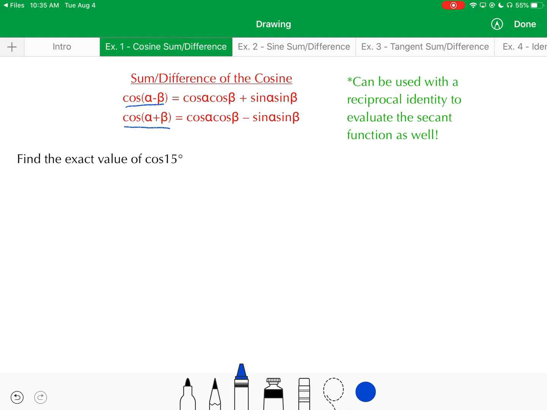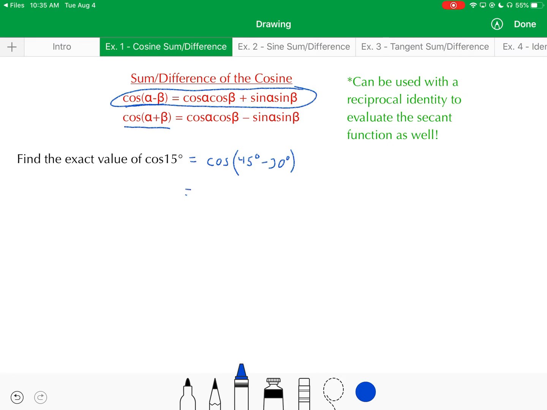So let's use one of these formulas to find the exact value of cosine of 15 degrees. Now there's multiple ways you can do this. You basically need to think of 15 degrees as either the sum or difference of two angles that you can evaluate for in an exact form. So I think the easiest would be to think of this as the cosine of 45 degrees minus 30 degrees, which means I'm going to be using a difference formula.